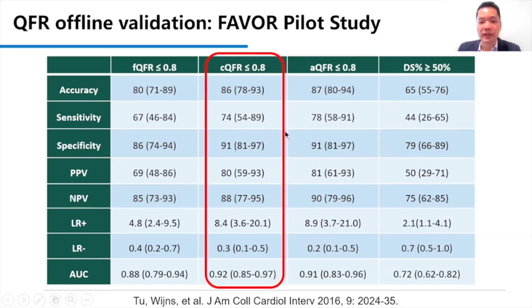We found that using the contrast flow QFR, we call it cQFR, has better diagnostic accuracy compared to the fixed flow QFR, and was similar to the QFR calculated from the angiogram acquired during hyperemia, meaning that you need to use adenosine to induce hyperemia and the angiographic acquisition. We call it aQFR.